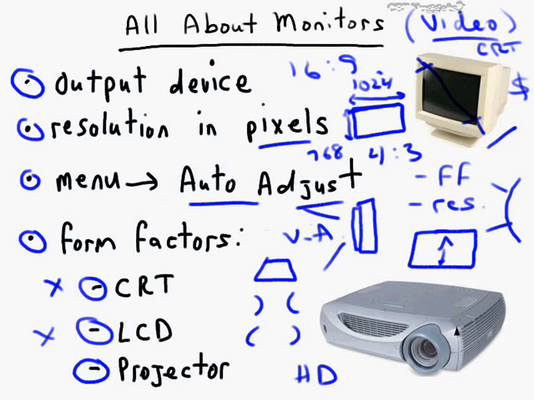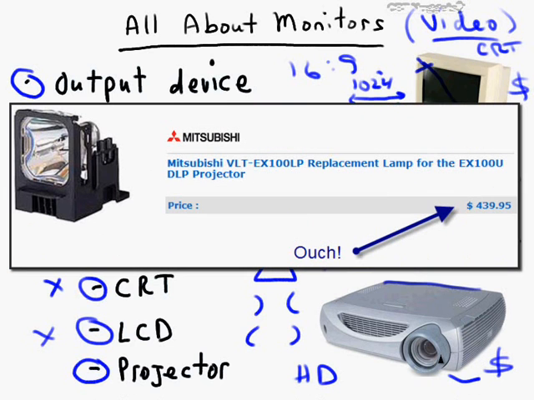If there's a downside to projectors, it's they're pretty darn delicate. The bulbs tend to cost a lot of money. I mean, sometimes the replacement bulbs cost half as much as the unit itself. We're talking literally hundreds of dollars for just the replacement bulb.